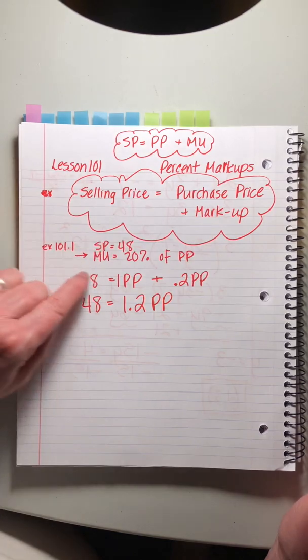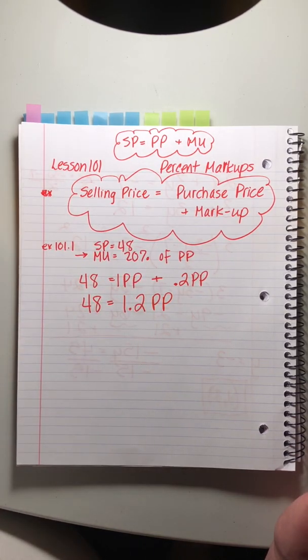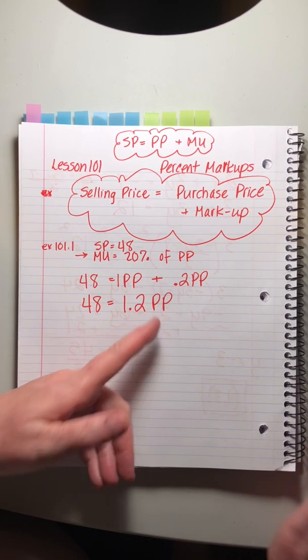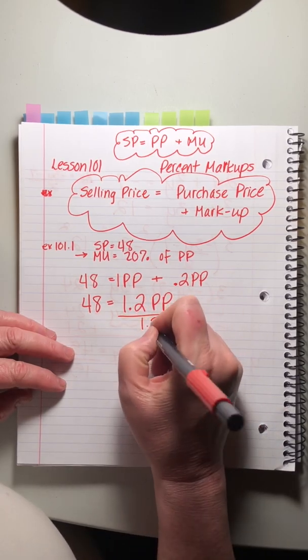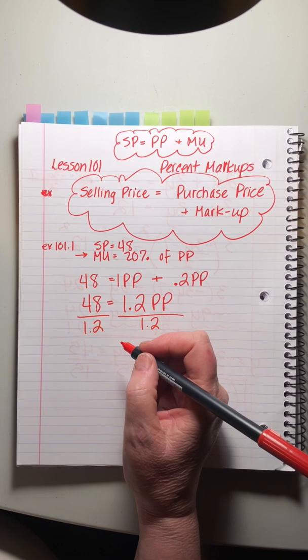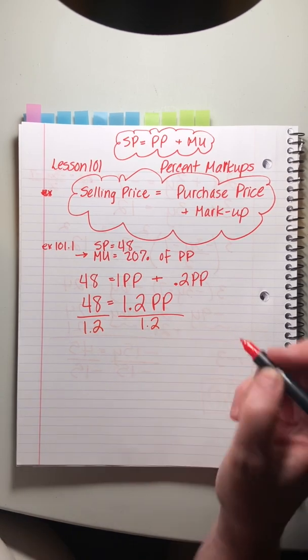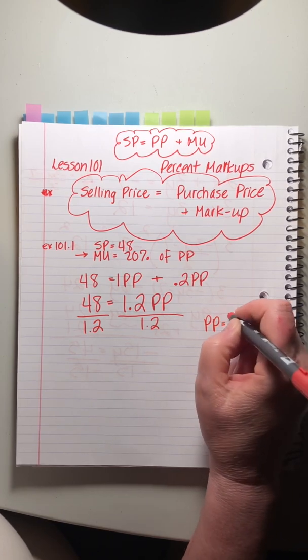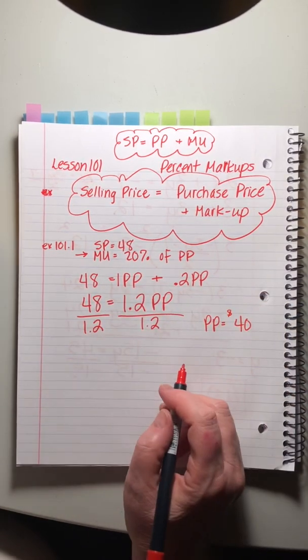By the way, once I start plugging in, I stop thinking about the logic of all this and the business and all of that. I don't think about that. I'm just thinking about the numbers. Just like when we do chemistry problems, I'm not thinking about the chemistry of it. I'm not getting caught up in that. I'm just thinking about the numbers. And that's what I'm doing here. And now we solve for PP, which means that the purchase price of this item was $40. 48 divided by 1.2, right?